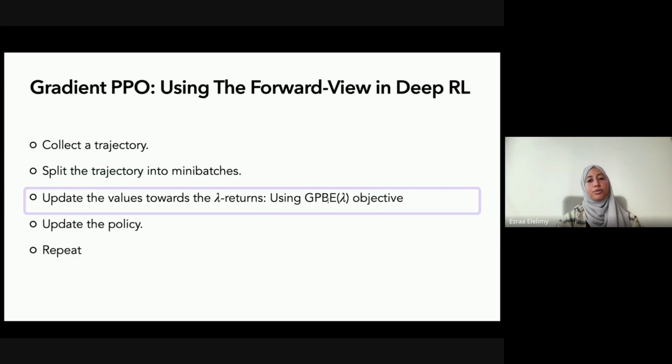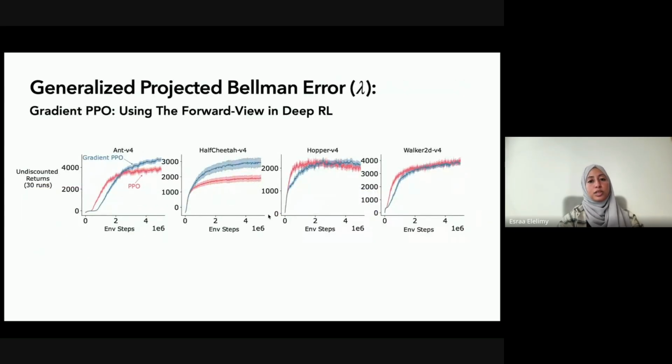When we see how this performed, here are 4 environments from MuJoCo. We have PPO in red, and gradient PPO, our algorithm, which uses PPO for everything except for the value estimates, where it uses our updates. In 2 out of the 4 environments, it achieves better performance. And even in the others, it's similar to PPO, which is good because we know that this algorithm maps between the semi-gradient methods and the gradient method. So that's a good result.